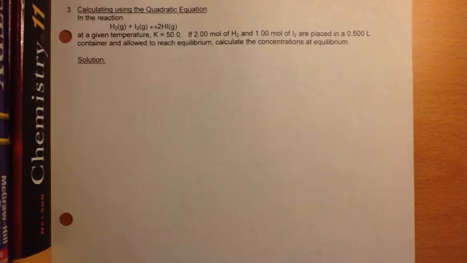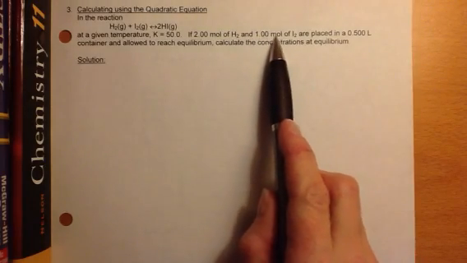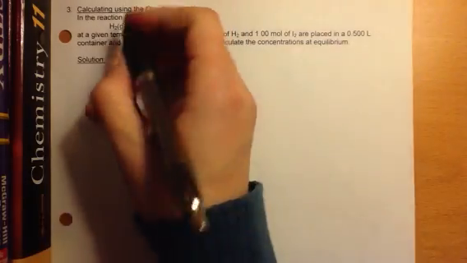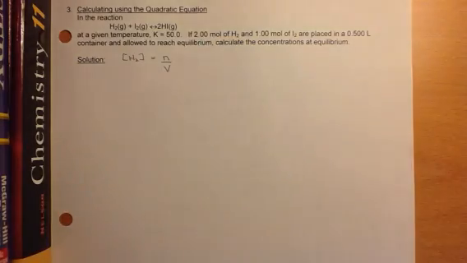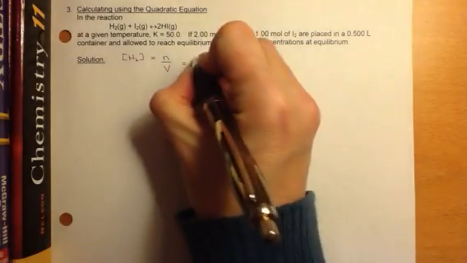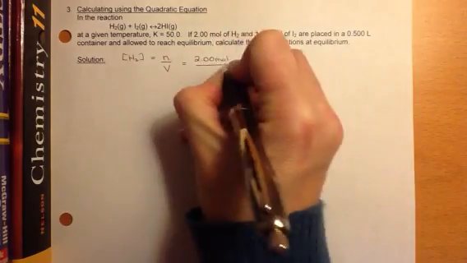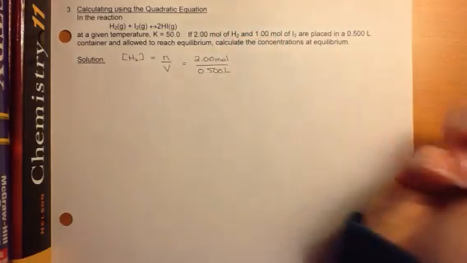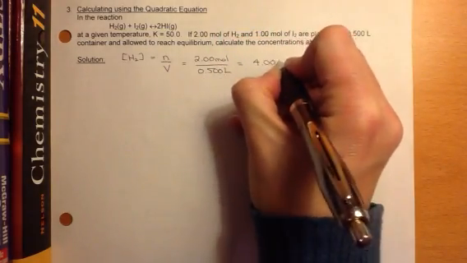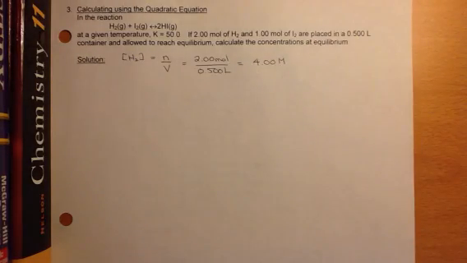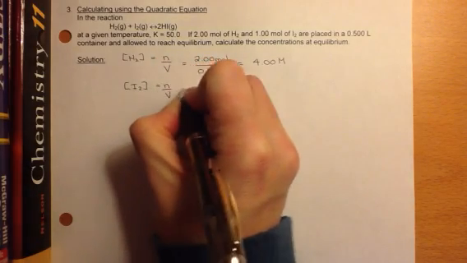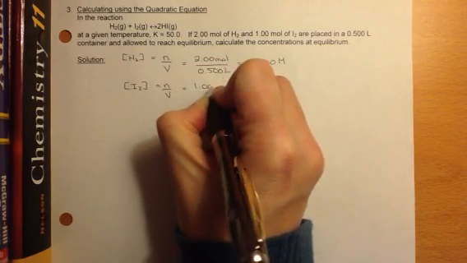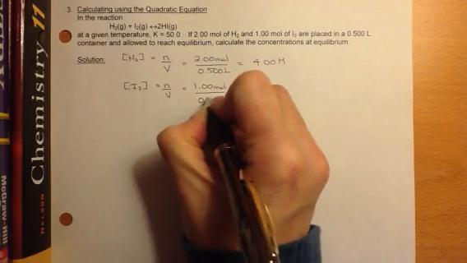Of course, we're going to use our ice chart, but before we do, we have to calculate the concentration of the hydrogen and iodine in moles per liter. So let's start off with the concentration of the hydrogen. Take your number of moles and divide by the volume. 2 moles of hydrogen divided by 0.5 liters is going to give us 4 moles per liter for the hydrogen. For the iodine, repeat that same calculation, except plug in the value for iodine.